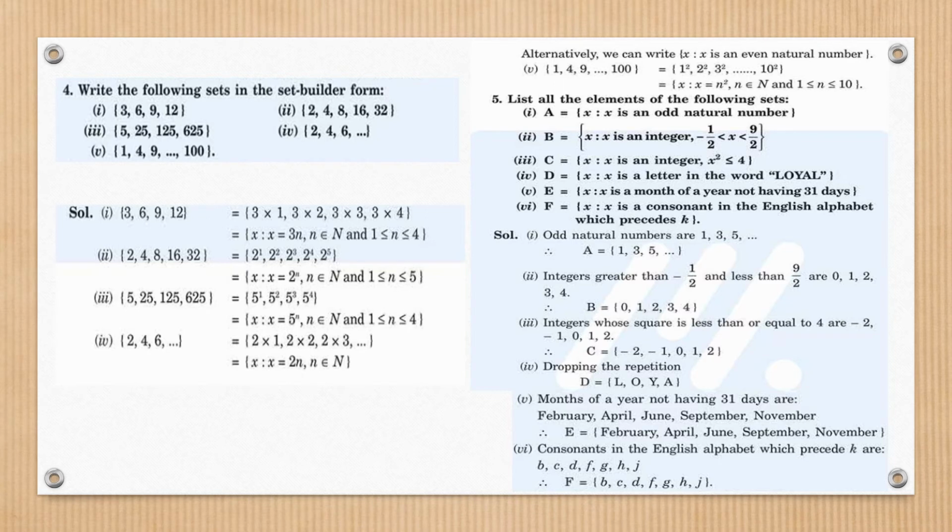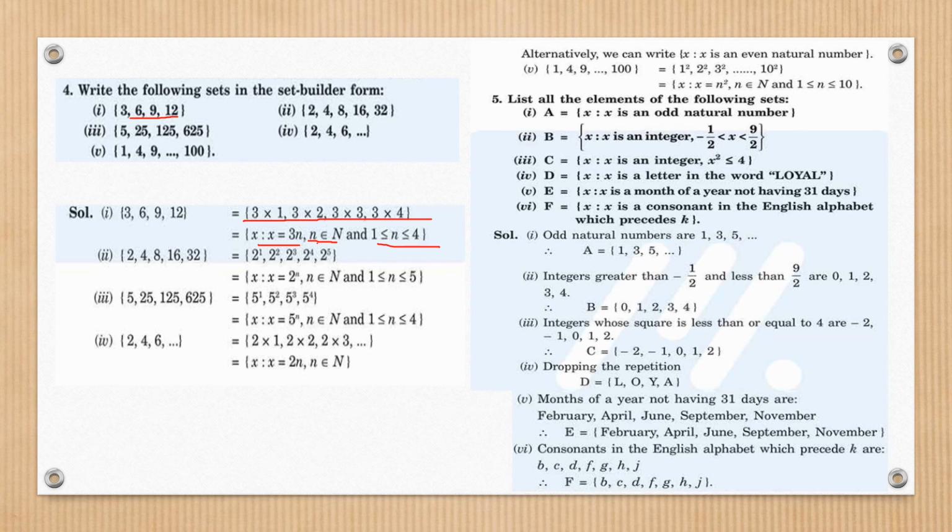Number 4 is write the following sets in set builder form. Okay, so 3, 6, 9, 12 is there. So you have to state the property, right? So it's like 3 into 1, 3 twos are 6, 3 threes are 9, 3 fours are 12. So it is like x equal to 3n, okay, multiple of 3, where n is a natural number and definitely there are a finite number of elements. So n can take values from 1 to 4, and 1 and 4 are included, as only then 3 and 12 will be there.